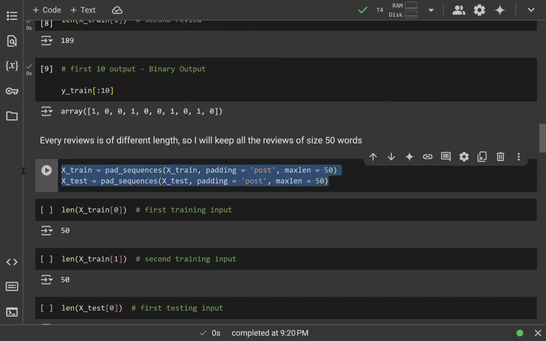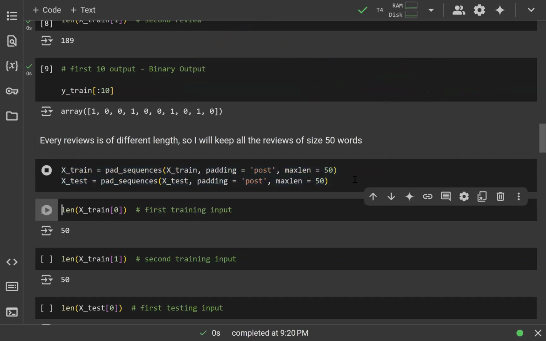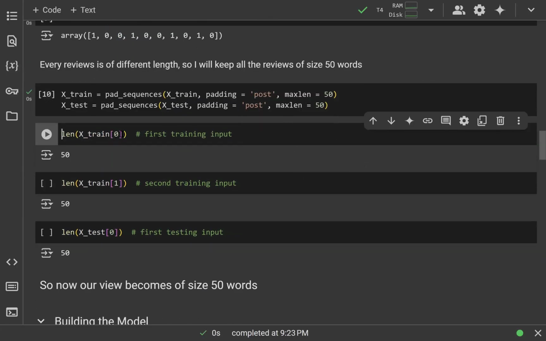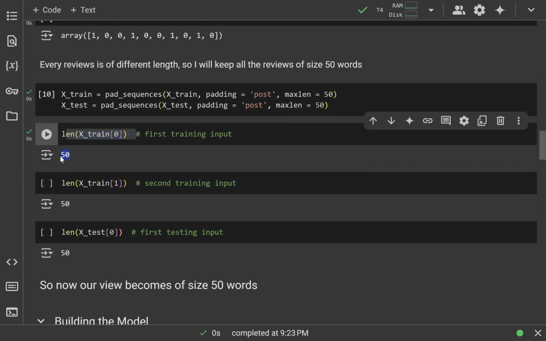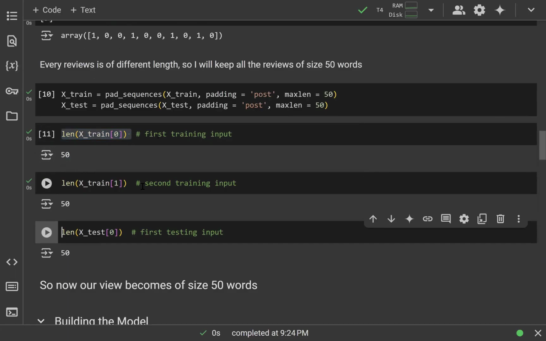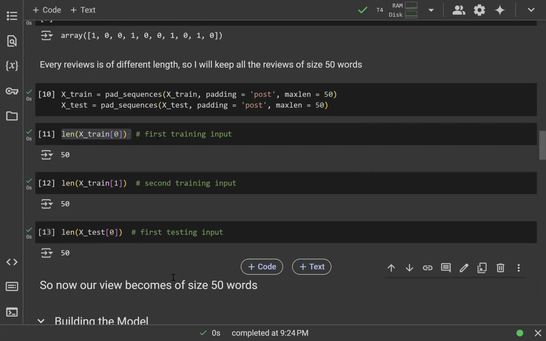Clear this line? See, now again, if you check the size of every single review, what is the length of the first review? 50. Length of the second review? 50. In testing data, length of the first review? 50. Is it clear till here? Yes, any questions?